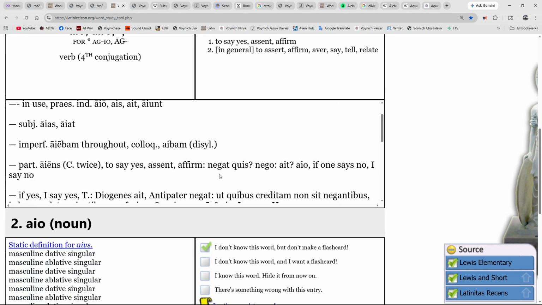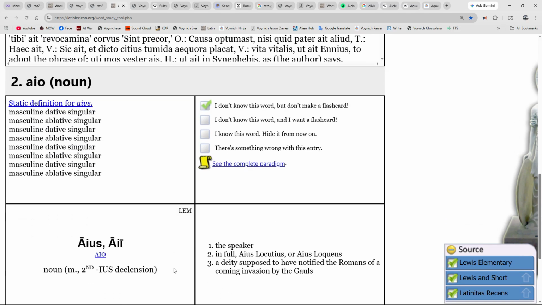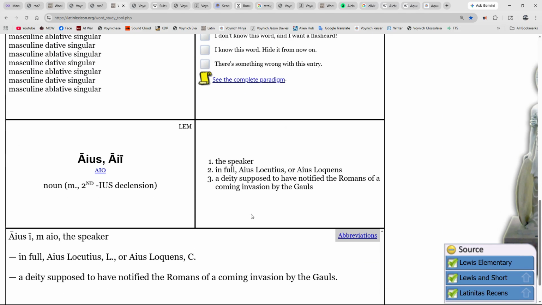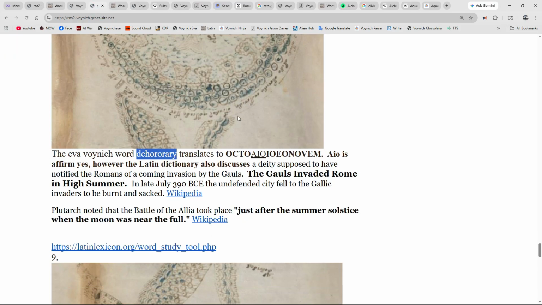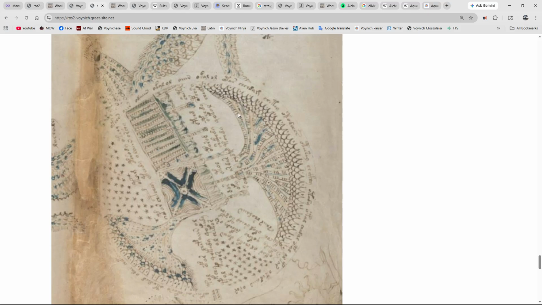To affirm and IS. A deity is supposed to have notified the Romans of the coming invasion by the Gauls. So I went and searched that, and I found that they did attack in high summer, so I associated the puzzle with high summer. Now going to fall.